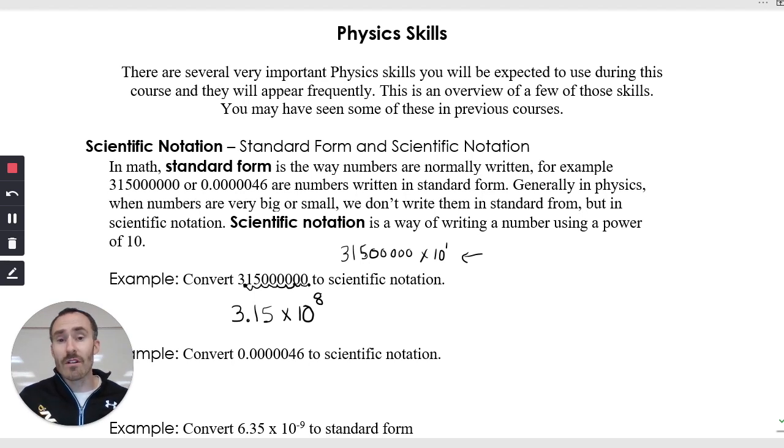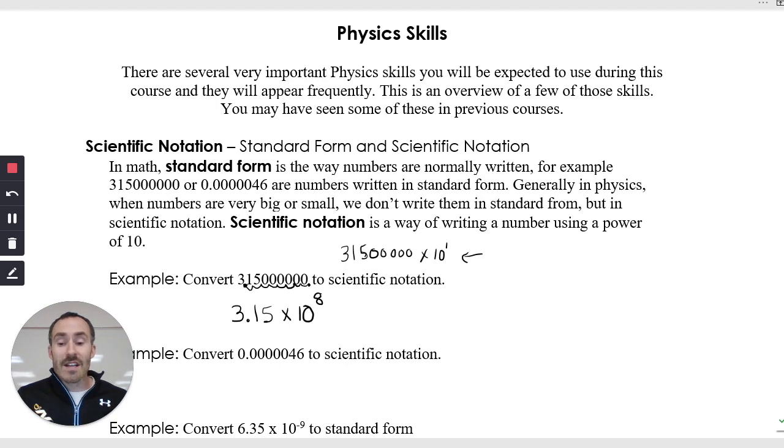That is really useful when you're working with enormous numbers like the mass of the sun or something like that. That you're going to get to in grade 12 physics if you choose to go that far. It's just not practical to write out the whole number. So we can store it this way.